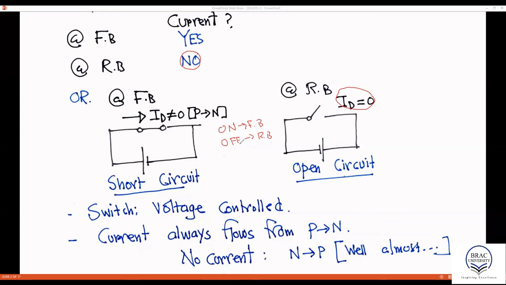So that means it can be considered as a voltage controlled switch. And when it is on, the current flows, and current always flows from P side to N side. And when it's off, there is no current in either direction. So definitely no current flows from N side to P side.